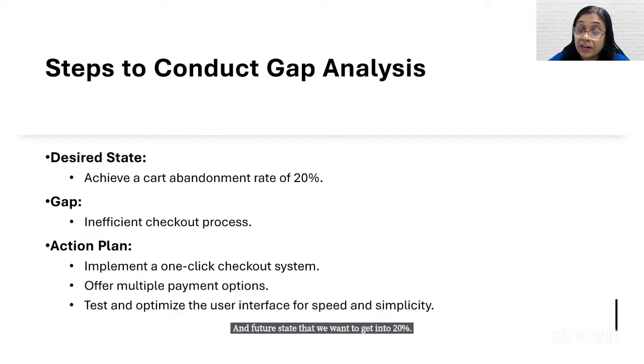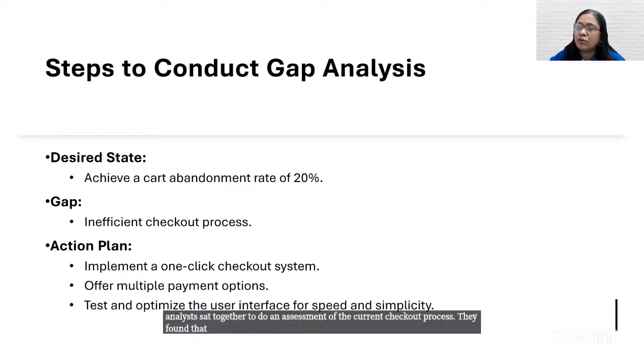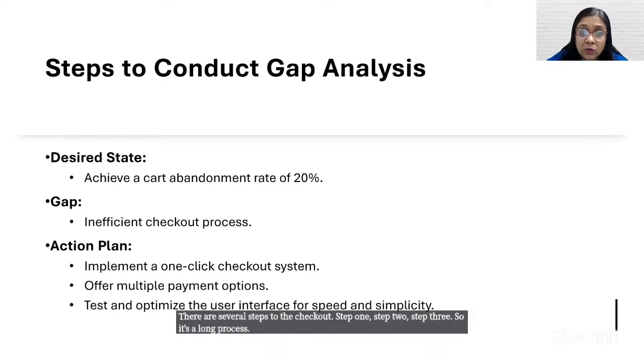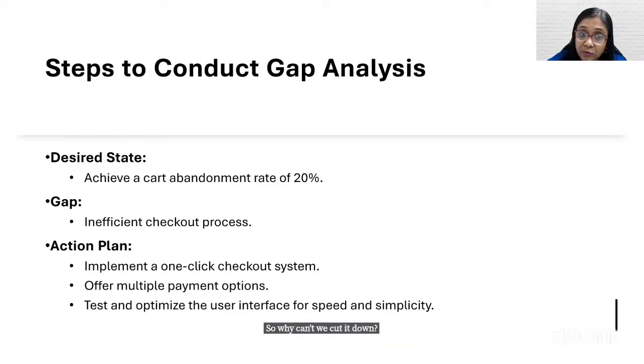The gap that was figured out was an inefficient checkout process. So what did they do? An example of an action plan that was rolled out: implement a one-click checkout system. Probably when the analysts sat together to do an assessment of the current checkout process, they found that in order to check out, a customer has to click through several steps. Step 1, step 2, step 3. So it's a long process. So why can't we cut it down? The analyst proposed, why can't we make it a single click?